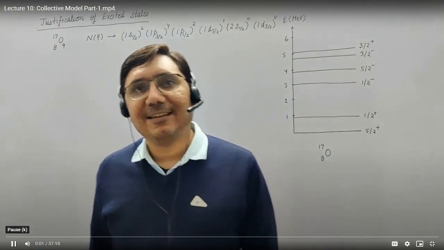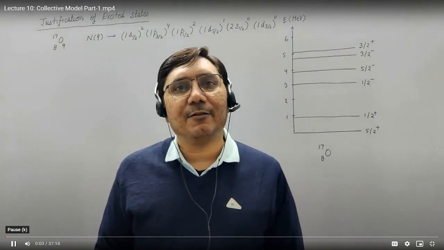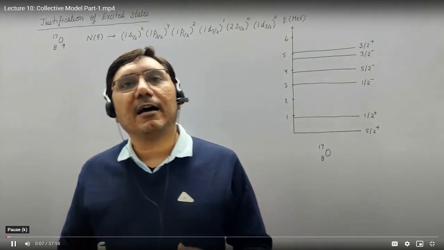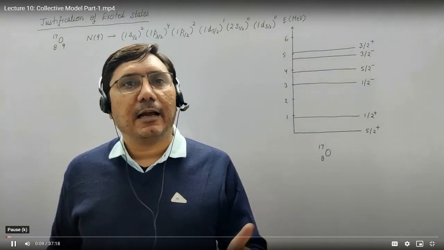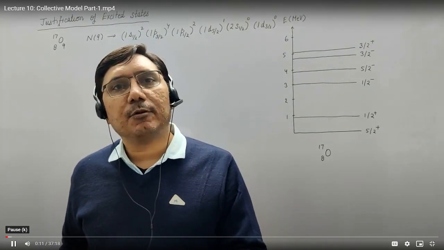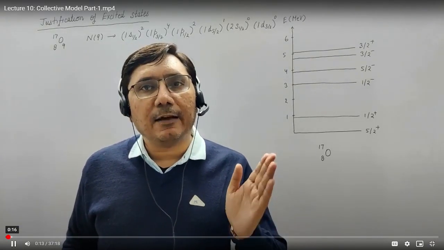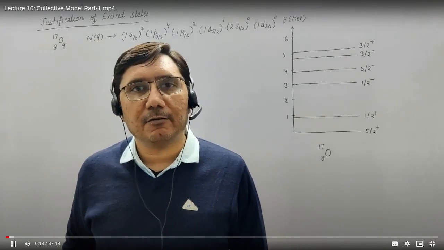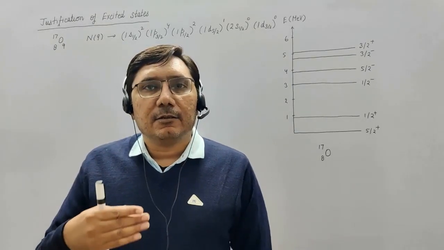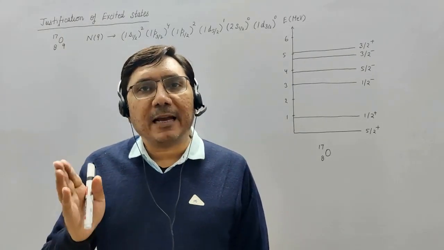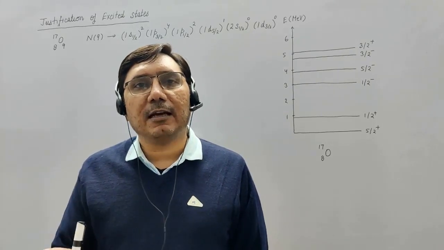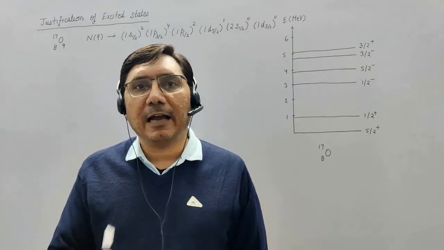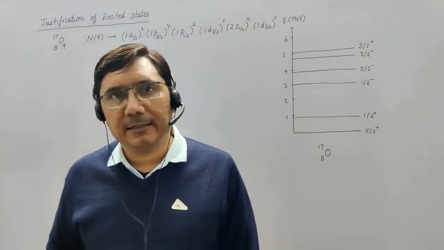Hello students. In the last class, I discussed various aspects of the shell model. We have learned how the shell model was developed, and later with the help of the shell model, we found the angular momentum spin of the ground state as well as the parity of the ground state. You will observe that for most nuclei, this shell model gives us the correct value of angular momentum, spin and parity.